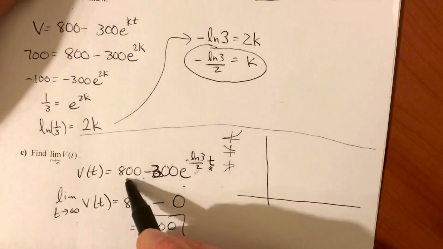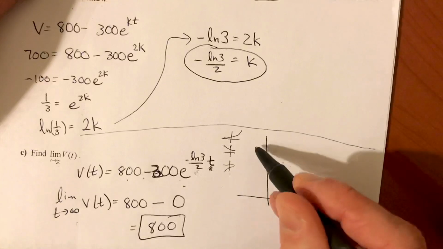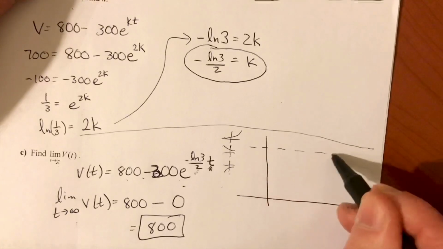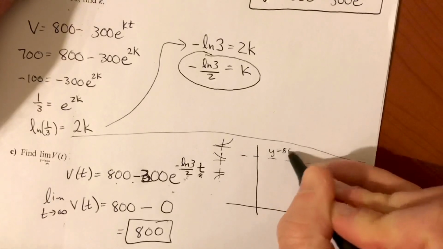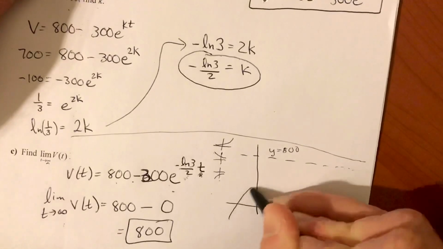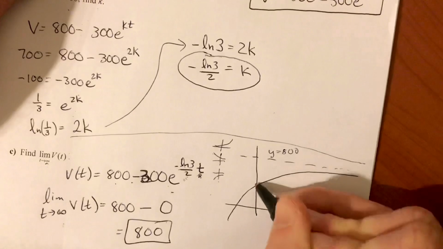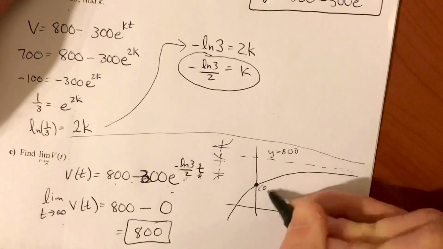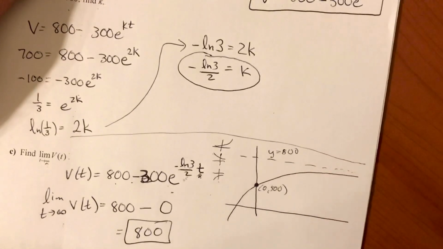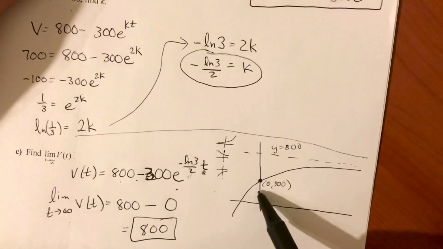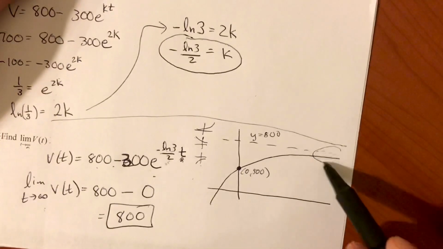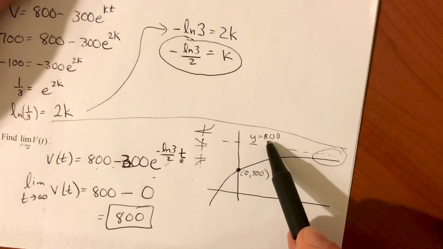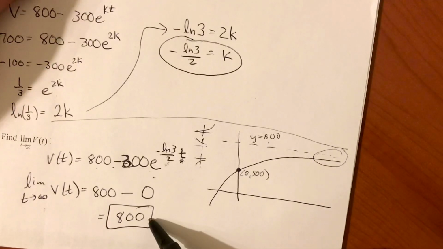Then this negative coefficient out in front of the base is a reflection over the x-axis, making it look like that. And then with the positive 800 being added to it, it's shifting it all up 800 units, meaning our HA is y equals 800, and you've got the graph looking like this, where its initial amount is 500, as they gave us in the problem. But as time goes on, you're getting infinitely close to that HA, which is y equals 800. So that is our limit.